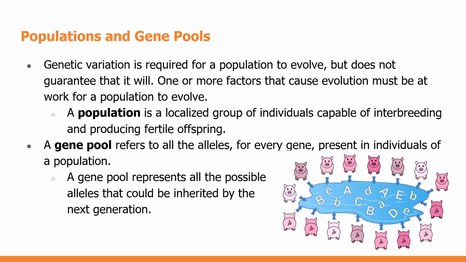So what is a population? It is a localized group of individuals capable of interbreeding and producing fertile offspring. The key there is the word fertile, because if the offspring is sterile, it doesn't necessarily contribute to that population. Gene pool refers to all the possible alleles, every gene that's present in individuals of a population. So the gene pool represents all the possible alleles that could be inherited by the next generation.